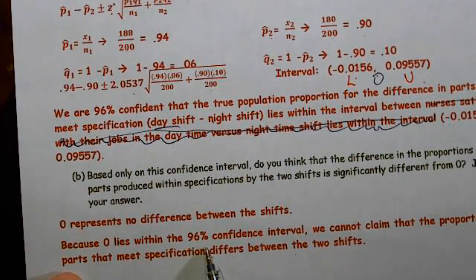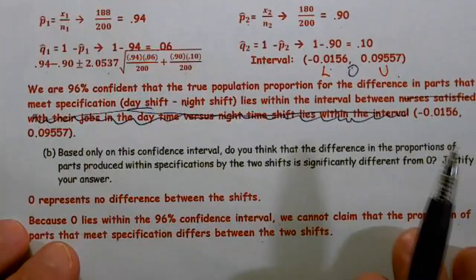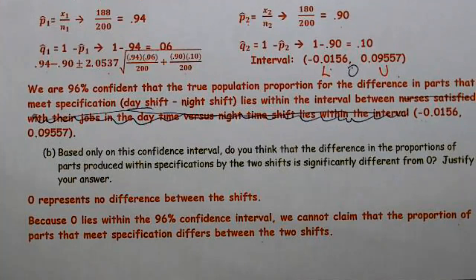Because 0 lies within the 96% confidence interval, we cannot claim that the proportion of parts that meet specification differs between the two shifts. So basically, because 0 lies in that interval, we can say that there's no difference, or we cannot say with 96% confidence that there is a difference.